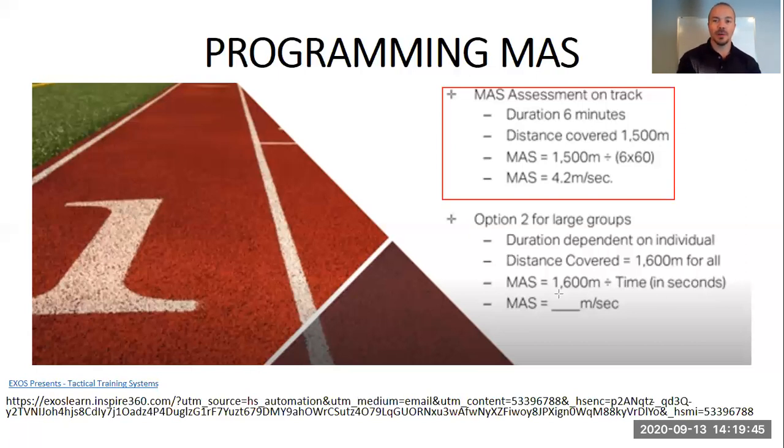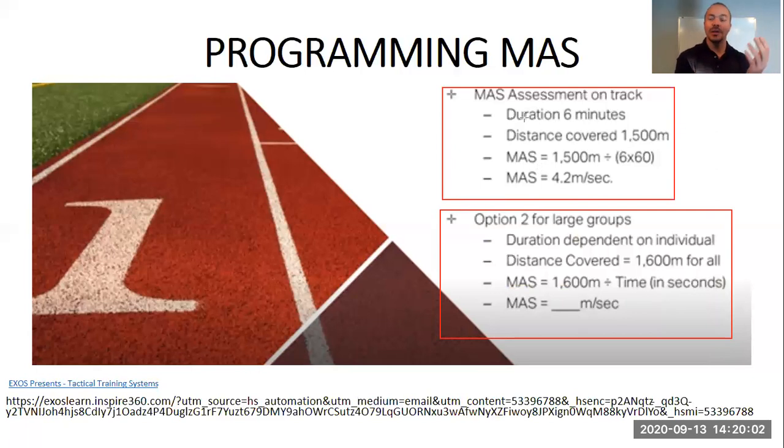And just another tip here, if you're going out and testing a large group, you can, instead of just doing 6 minutes and seeing how far they go, you can do a distance that they have to cover, and you can perform a very similar equation. You would just say, okay, they did this distance of 1,600 meters divided by time in seconds, and then you get a MAS score there as well.